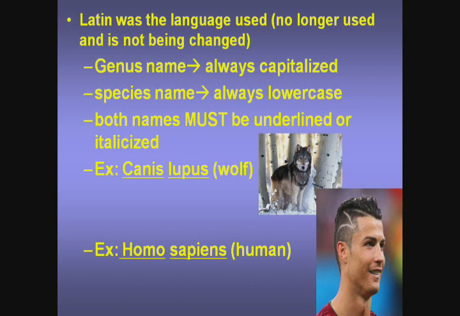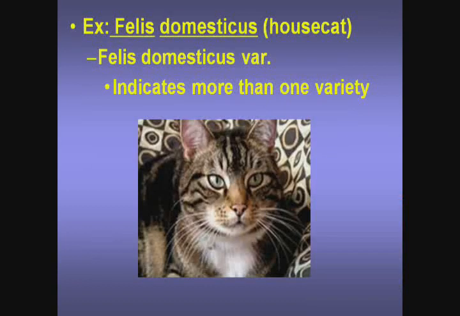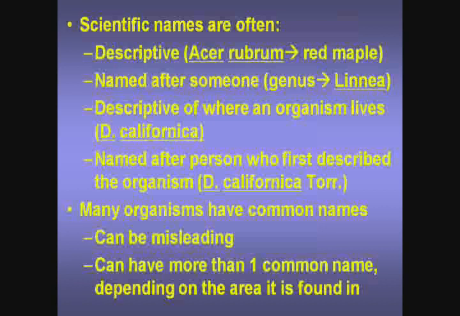You can see the picture of the human being I have labeled there. He's Ronaldo, none other than. There are some cases where we include a third category called the subspecies or the variety. It is also used sometimes, and this is just a detailed slide.